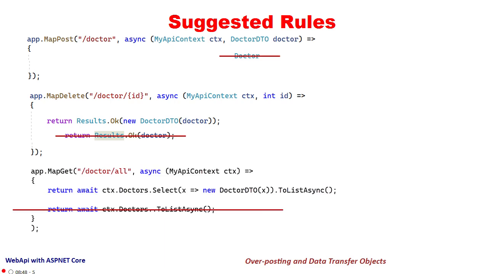And thirdly, wherever your API returns a list of Doctor objects, replace that by a list of Doctor DTO objects by using a projection function such as Select, like await context.Doctors.Select(x => new DoctorDTO(x)). So this one will create a collection of Doctor DTO objects in place of the collection of Doctor objects. You will see the details of its working in the next tutorials. We shall modify our Web API in the next tutorials.